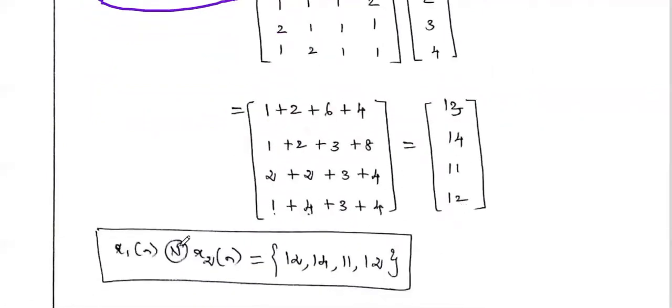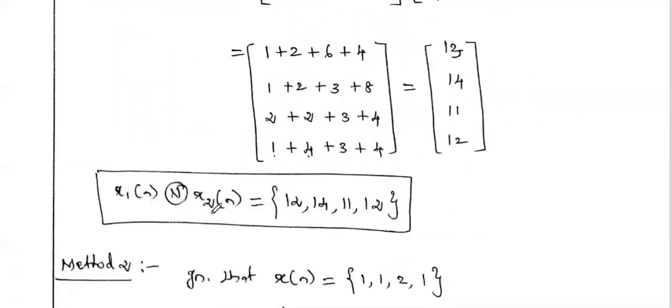Okay, so the x1 of n circular convolution with x2 of n gives the result 13, 14, 11 and 12. So this is the circular convolution of the given two time domain sequences. This method of obtaining the answer is a time domain method.